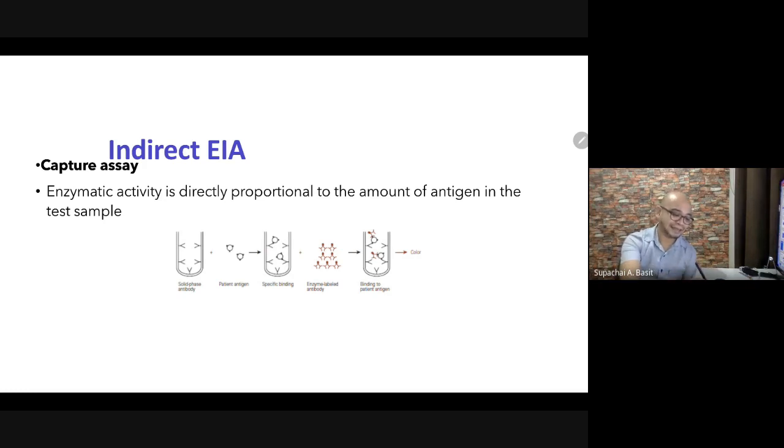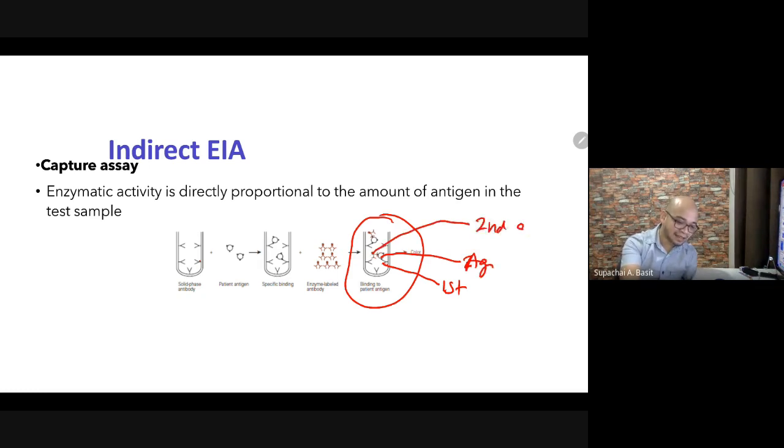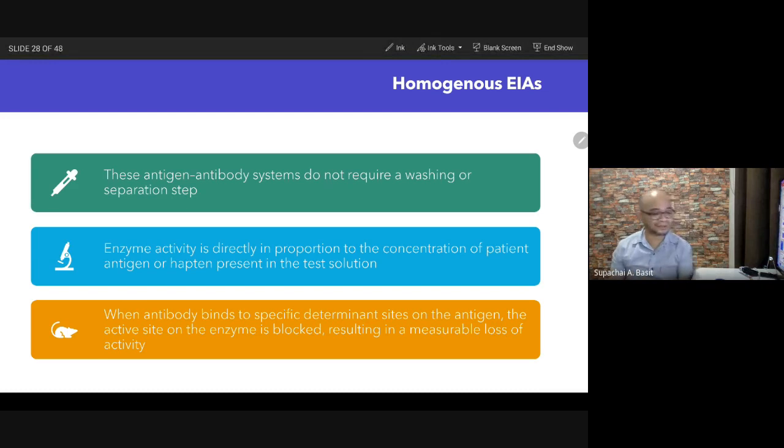Again, it's another way of showing the sandwich. This is the solid phase, this is the first antibody, this is the antigen, and the red one is the second antibody. So again, there is a sandwich phenomenon.